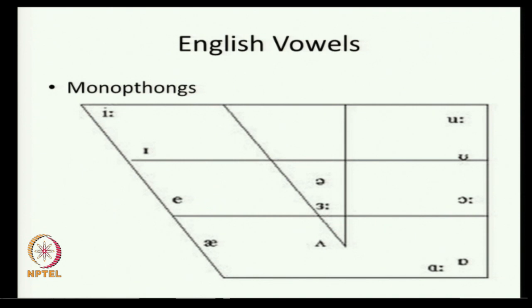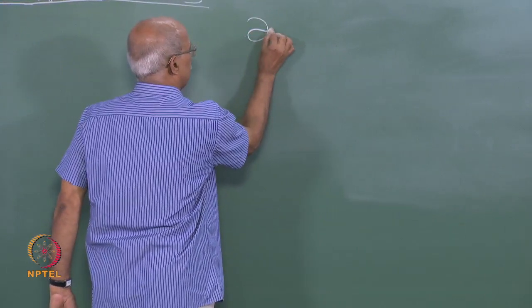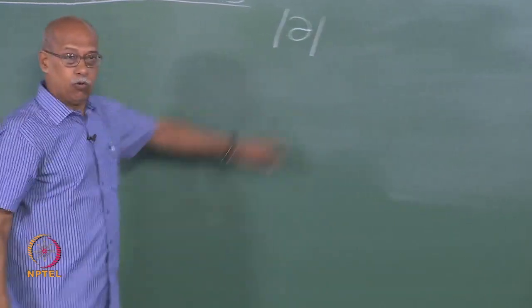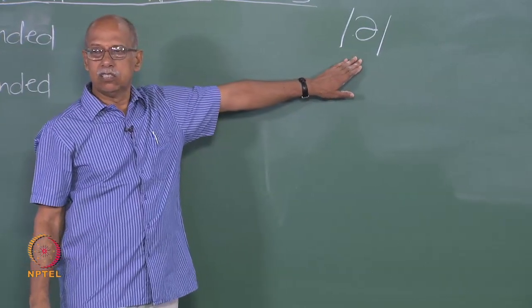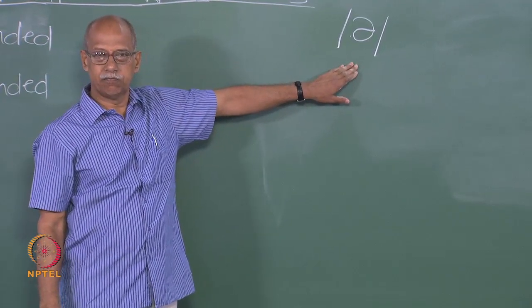Look at this. This symbol, can you see? Everybody, please, can you see? Can you draw it? This symbol is drawn, you know, it is an inverted E. What is this? This symbol is called schwa. Okay, can you describe it now?